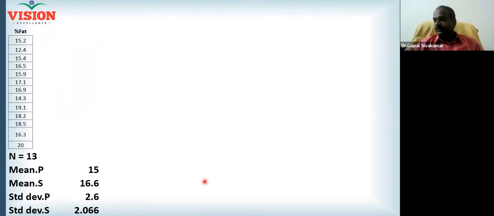Now comes the calculation. Can all of you see the data? 13 data points, n equal to 13. The population mean is 15, which is printed on the cooking oil bottle. What is the actual mean observed in the sample? 16.6. The population standard deviation is 2.6. What is the standard deviation we observed in the sample? 2.066. You can use the 13 data points and calculate this standard deviation.